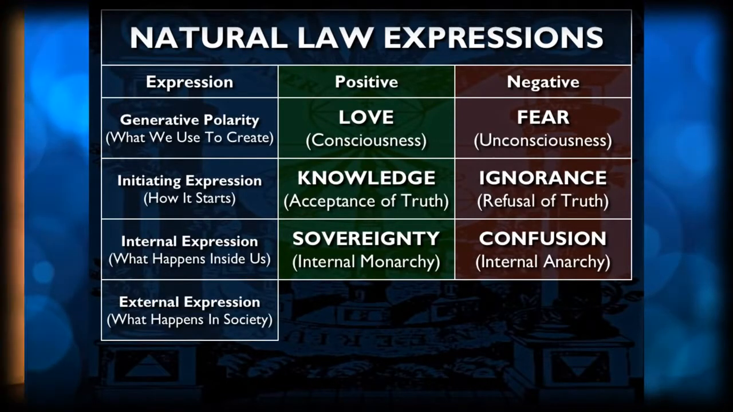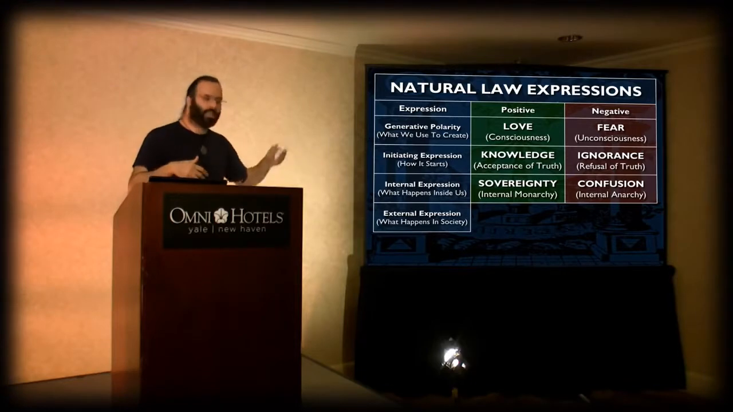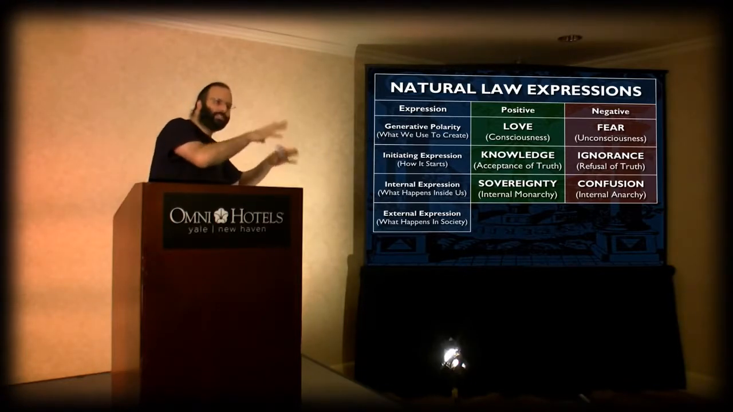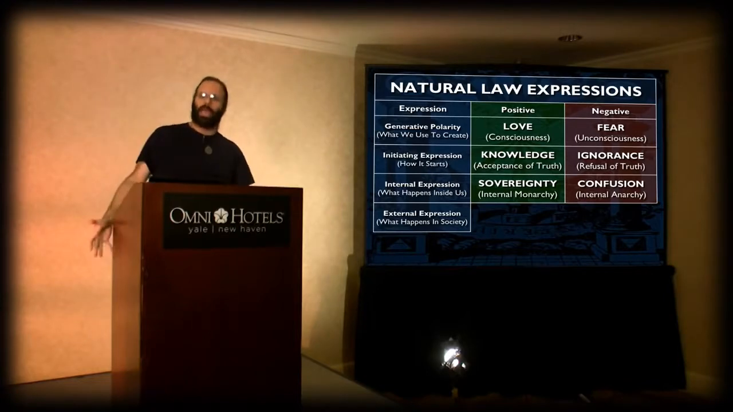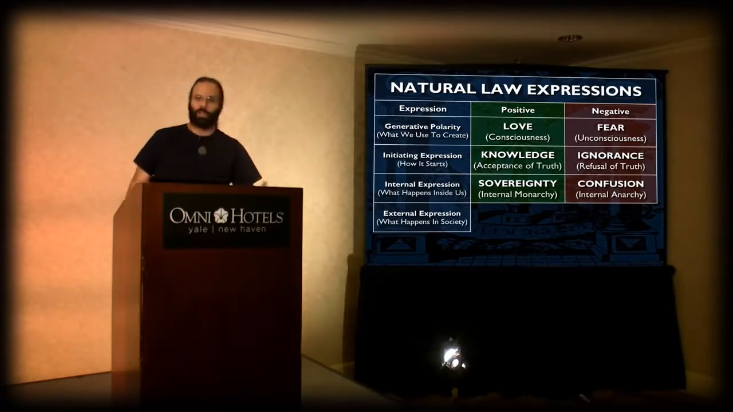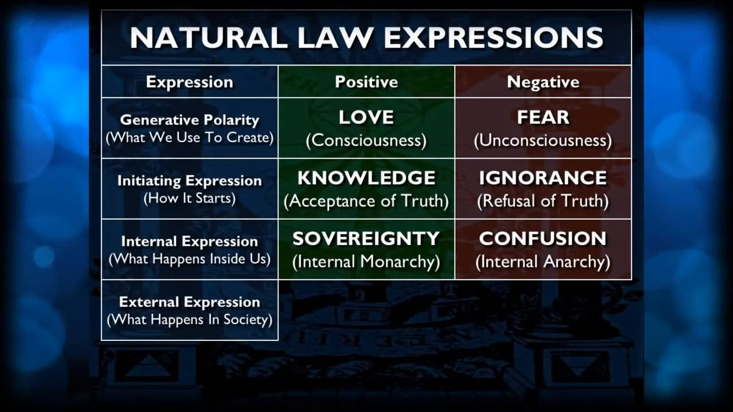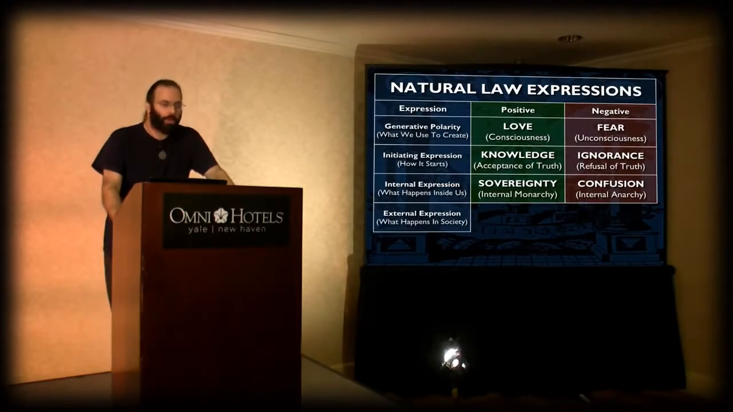The fourth expression of natural law is what happens externally in the macrocosm, in society. When you have a bunch of people who are in this dynamic within their own consciousness, a state results in the society at large, because the society at large is comprised of the aggregate quality of the individuals that comprise that society. All right? So if there's love present and knowledge has been taken in and it's been understood and we understand that we're sovereign and we're expressing self-ownership and self-mastery, what state manifests in society?